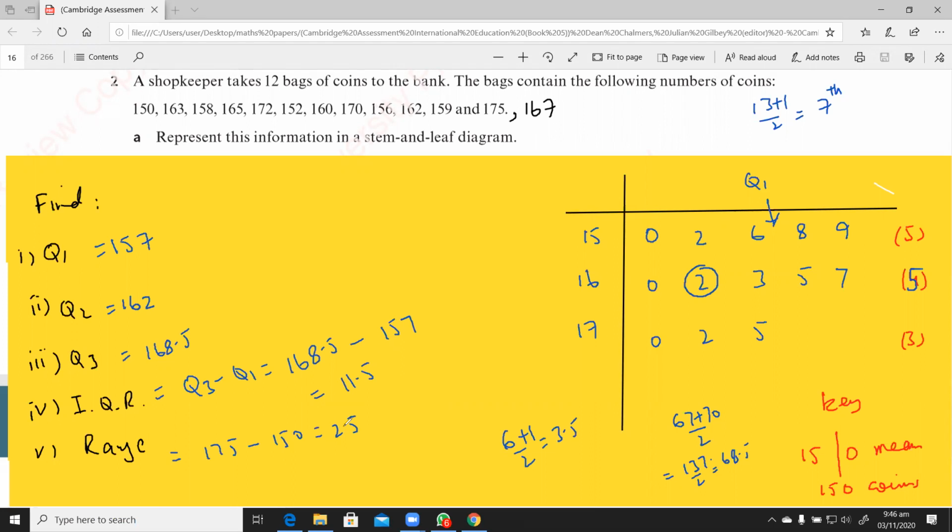So from here, I'll be taking you to the back-to-back stem and leaf diagram and some more questions from this book. So I think we end this session and let's go into the next session.